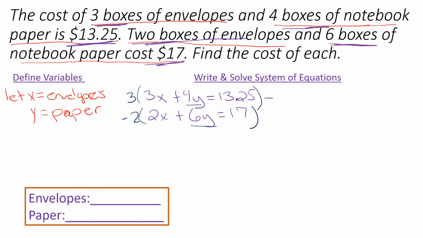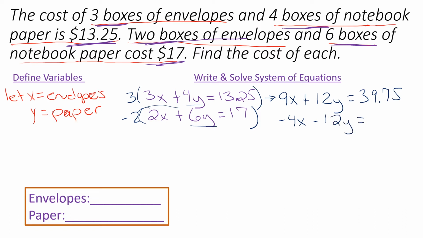All right, so let's write our new equation here. 9x plus 12y is equal to 39.75. Multiplying -2 by everything in that second equation, that's going to be -4x minus 12y is equal to -34. Let's solve it. Of course, using elimination, my 12y will cancel out. And you could have canceled out the x's if you wanted to.